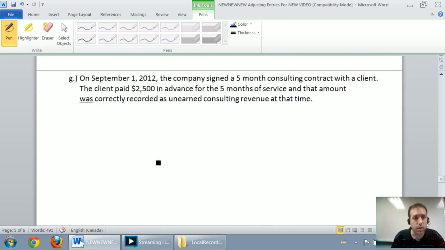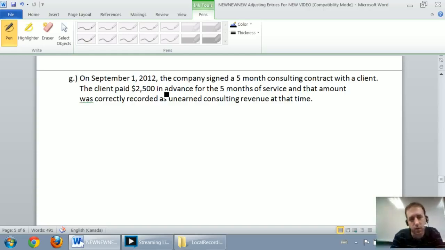Final adjustment, adjustment G. It says on September 1st, 2012, the company signed a 5-month consulting contract with the client. The client paid $2,500 in advance. I want to pause there. Whenever our customers pay us in advance, it's great because we get money, but we owe them a service or we owe them a product. When I'm in the situation where I owe somebody something but not money, this is an unearned revenue. They've paid me, I have to pay them with my service. This is an unearned revenue situation.